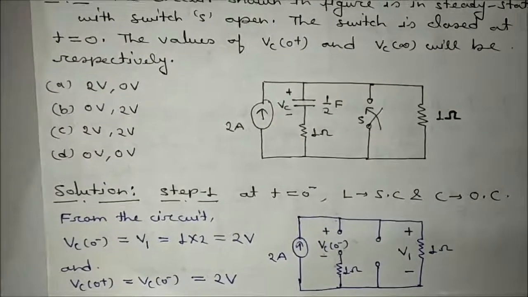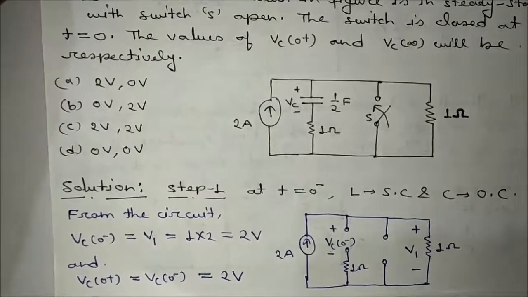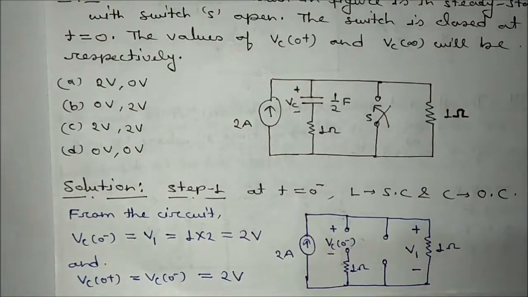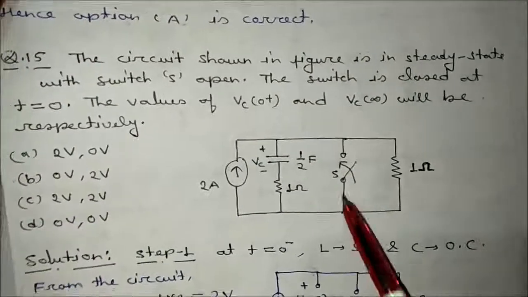Vc0 minus will be exactly the same as Vc0 plus, so Vc0 plus will also be the same value, that is equal to 2 volt. Now it is asking about the infinite value. So at infinite, if we want to calculate, what will happen? Just make this circuit at t equal to infinite.